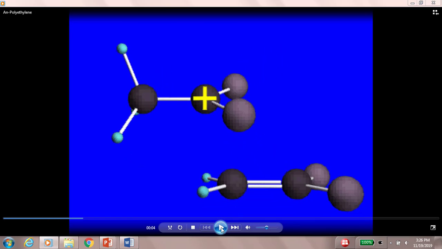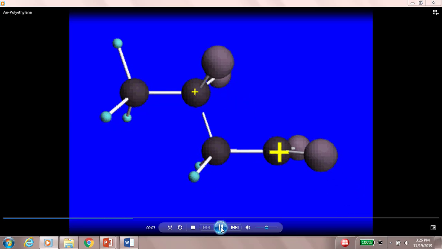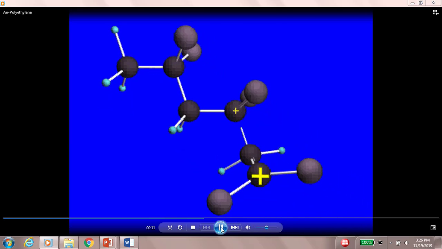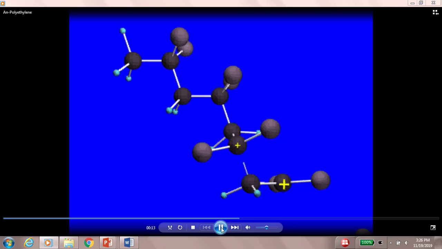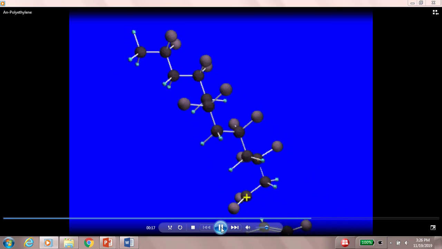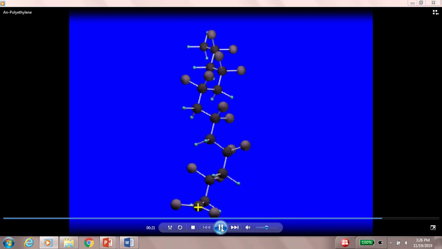Let's stop it there. Notice we've gone from trigonal planar to tetrahedral geometry, and now the positive charge has moved to the right-hand carbon, and we bring up another alkene, which can form a new carbon-carbon bond. Again, shape change at the carbon, another alkene comes up, shape change at the carbon, the positive charge migrates out to the end, and this can continue on until we get a polymer.